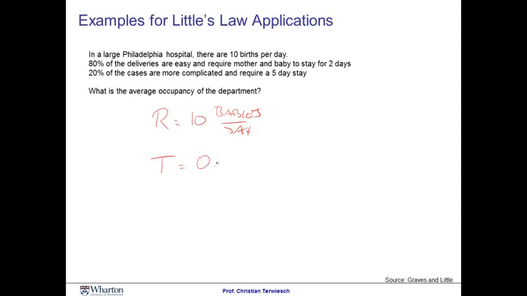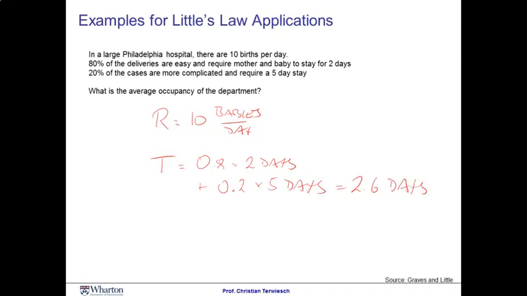The flow time is the average time a baby spends in the department. With an 80% probability, it's going to be 2 days. And with a 20% probability, it's going to be 5 days. That is 1.6 plus 1 equals 2.6 days.